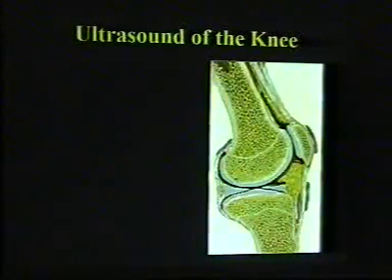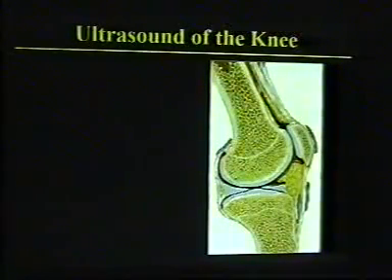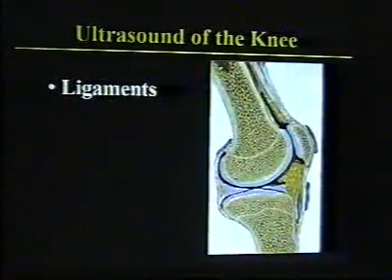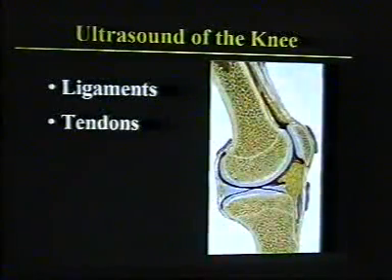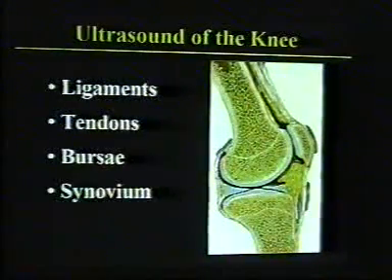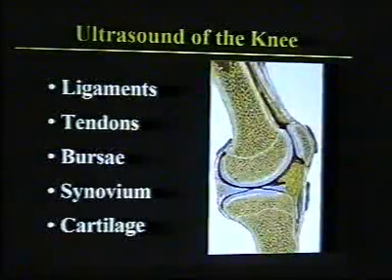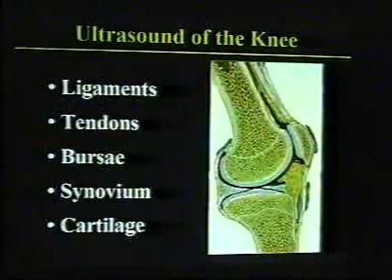Let's discuss the knee joint. For ultrasound of the knee joint, we scan ligaments, tendons, bursa, synovium and cartilage in the knee joint. But we have divided the knee into 4 complexes. First of all is the anterior knee complex.